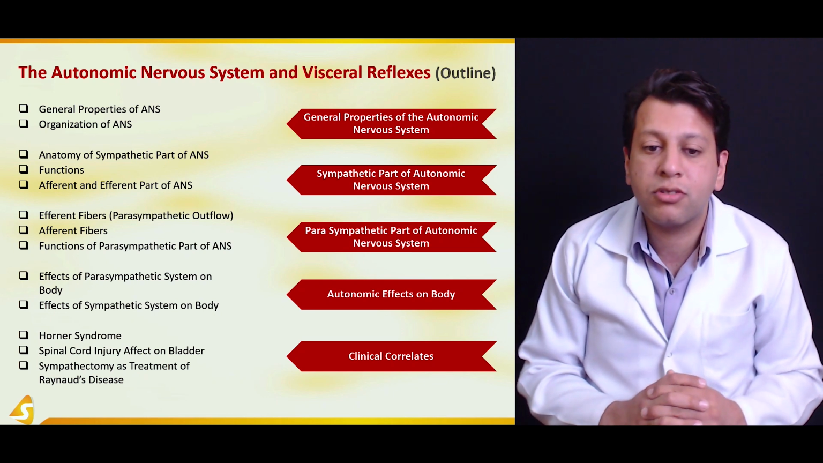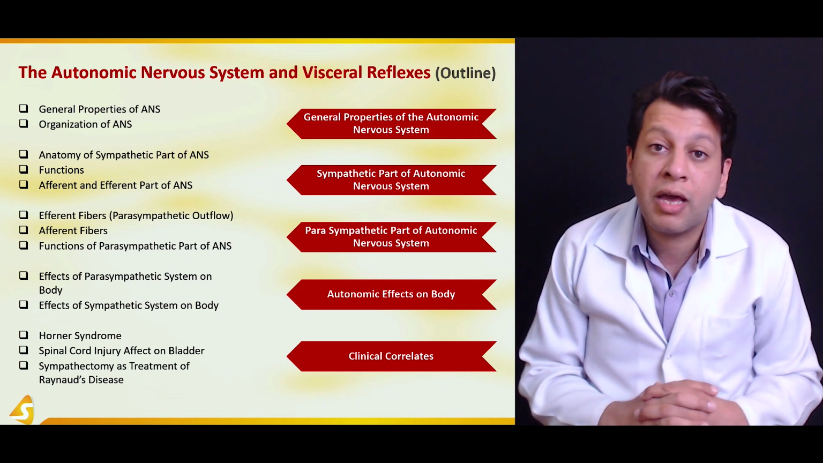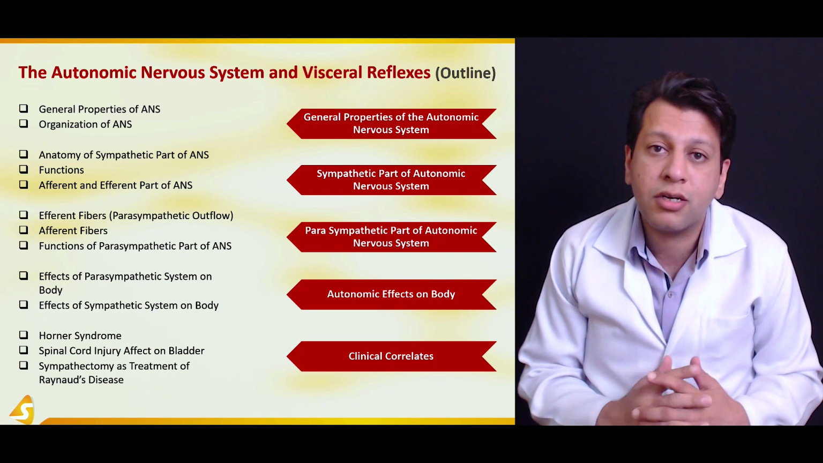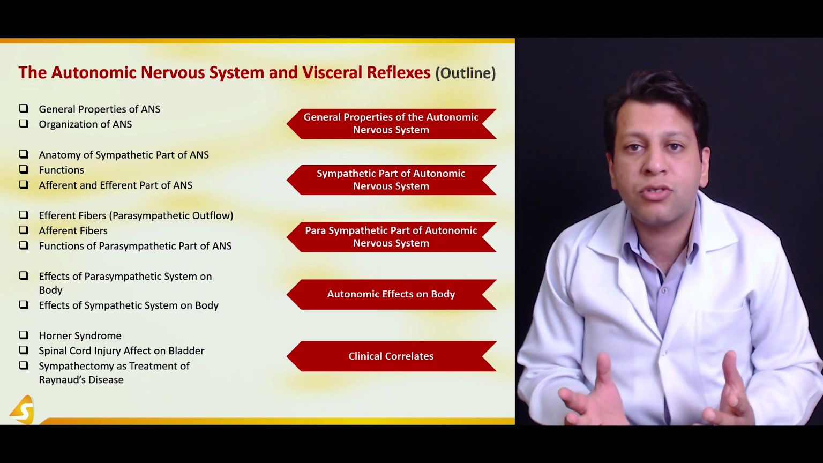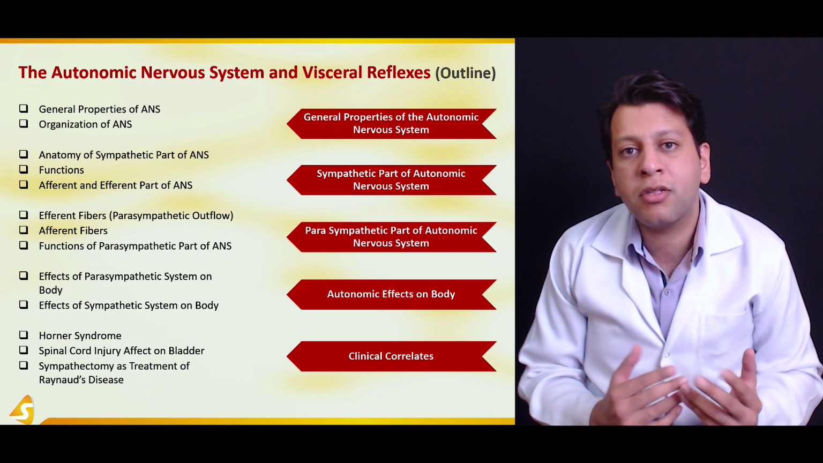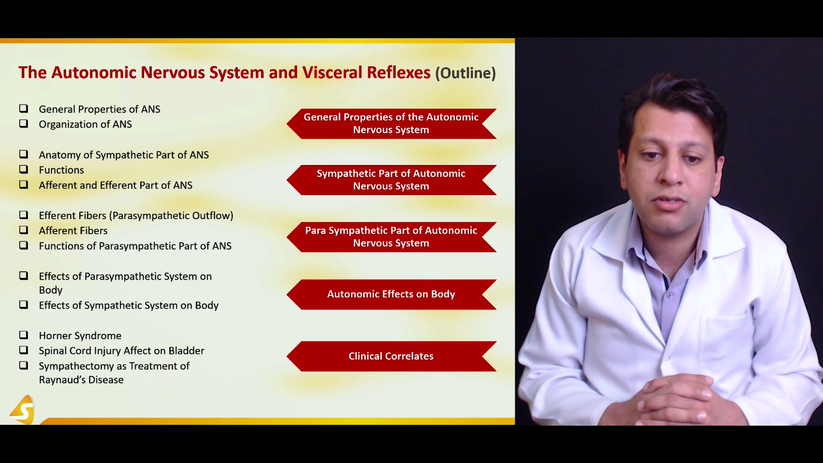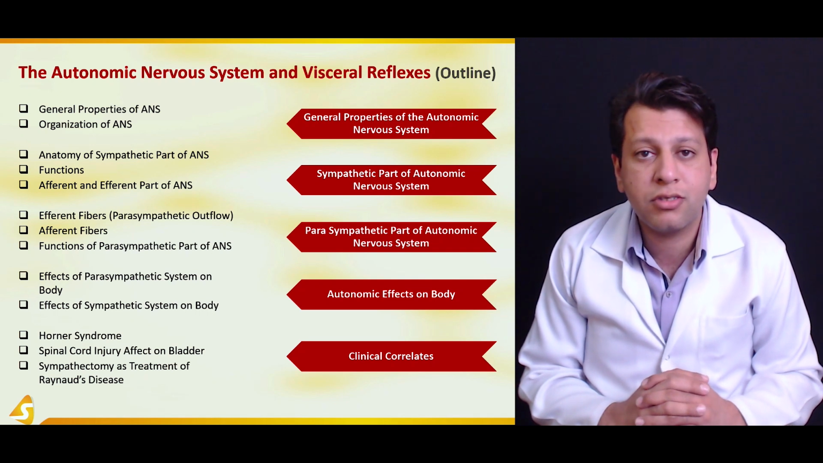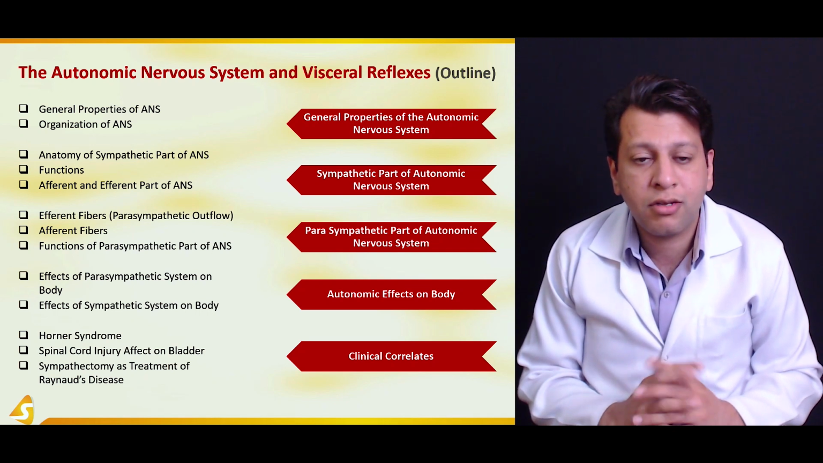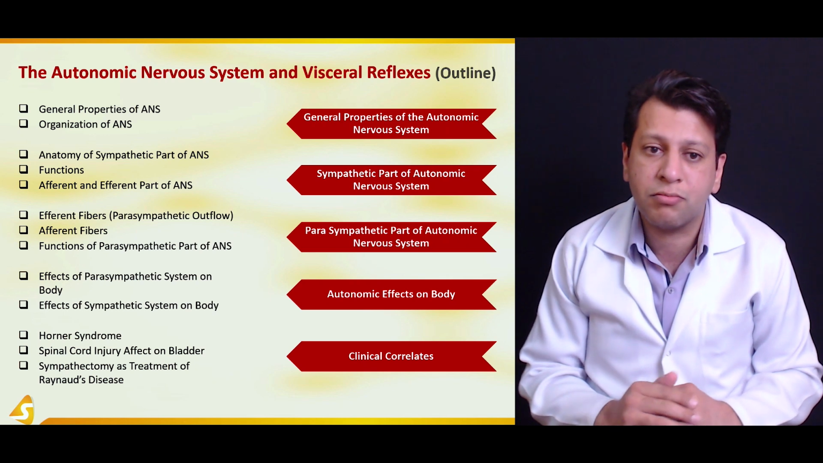For example, Horner syndrome. We'll be discussing what happens if a spinal cord injury actually occurs, if there is a stoppage of sympathetic or parasympathetic outflow to the bladder, and what are the effects on the bladder. And we'll be discussing as well Raynaud's disease, which is also associated with the sympathetic nervous system.